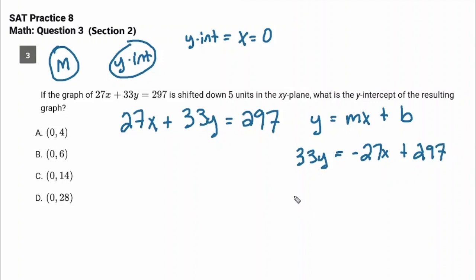Now this is the most important part. Y has to be naked and alone in SAT land. Is this y naked and alone? It's not, because it's attached to 33. So we have to divide every term here, all three of them, by 33, because we have to get y by itself.